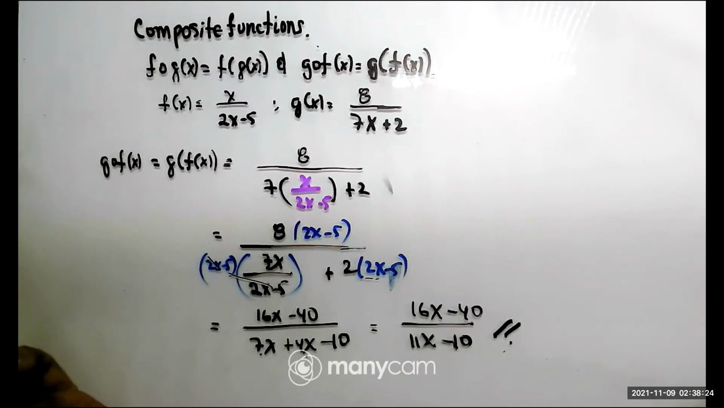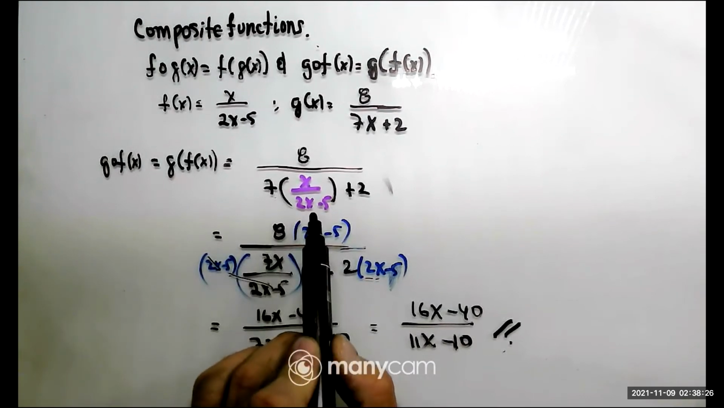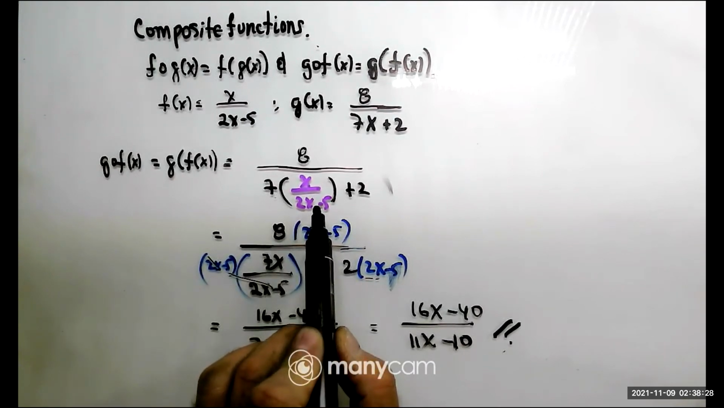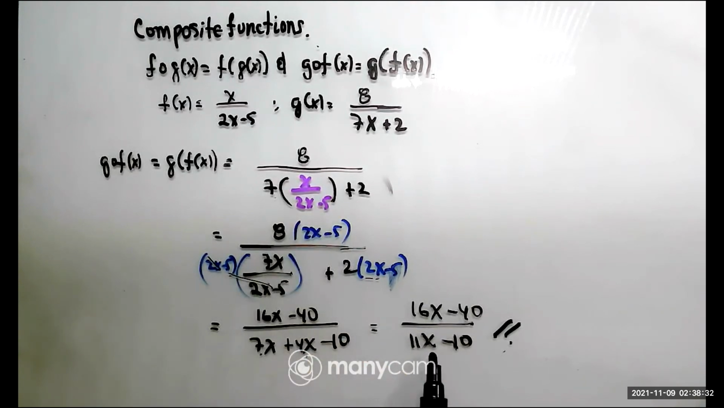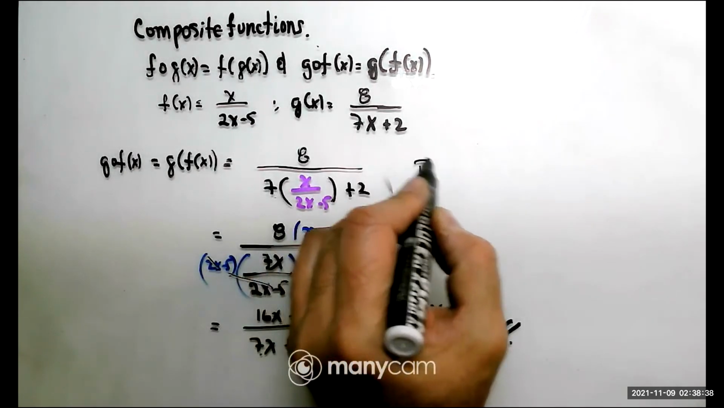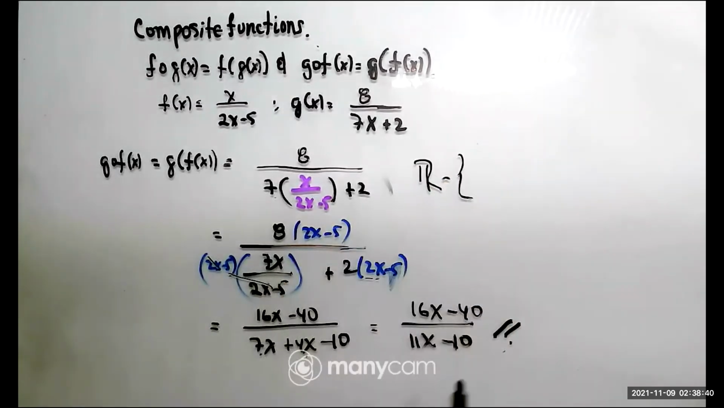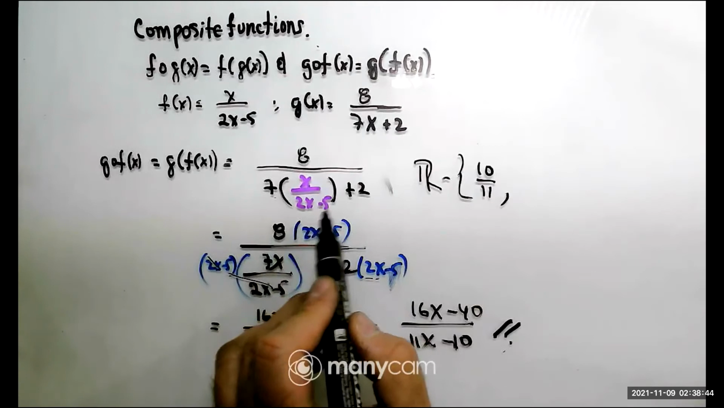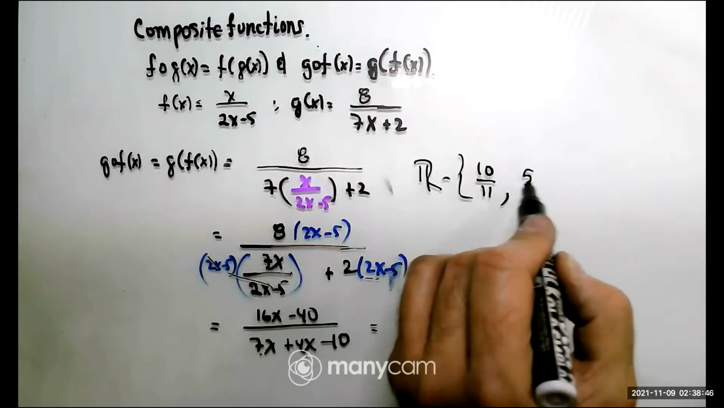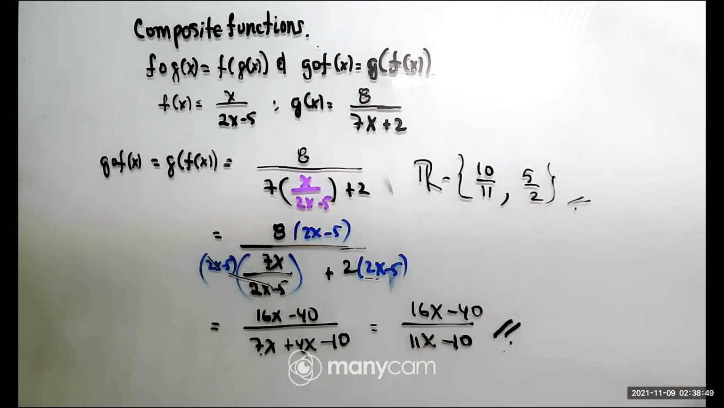So now we just simply have to find the domain. What number must I avoid here? I add 5, divide by 2, so 5/2. What number do I need to avoid here? I add 10, divide by 11, 10 over 11. And so the domain would be all real numbers except 10 over 11 and 5/2. And we're done. Hopefully you got that as an answer.